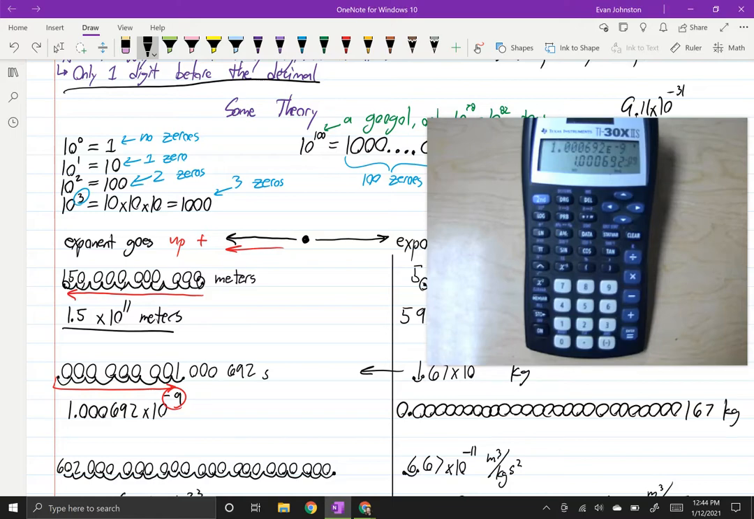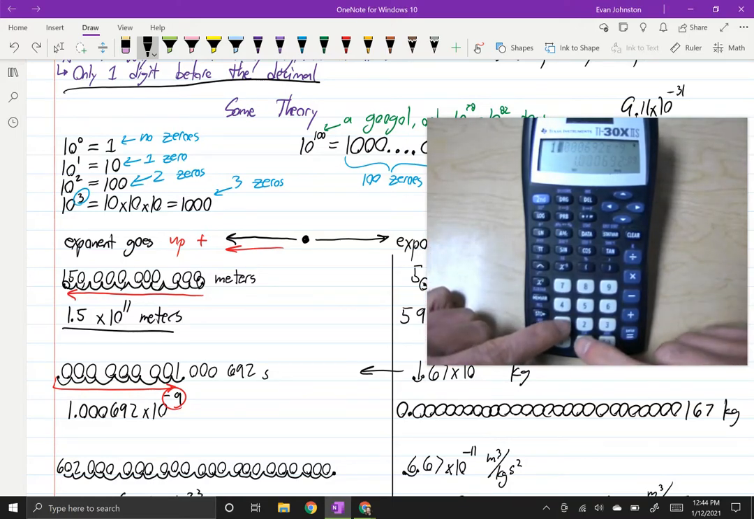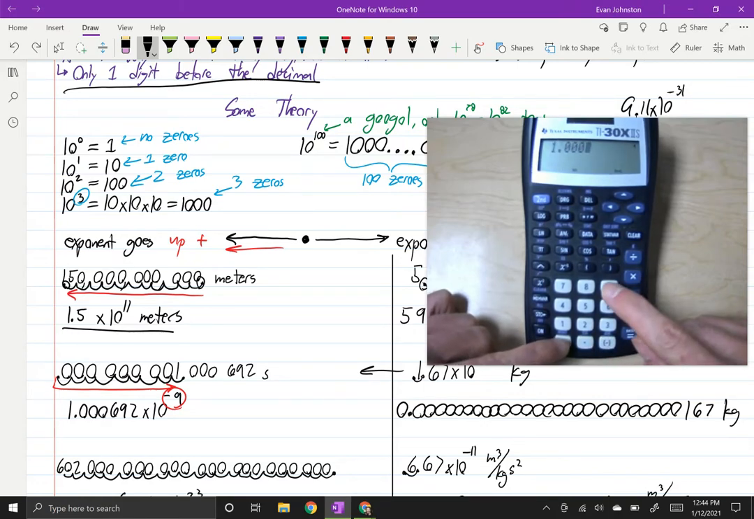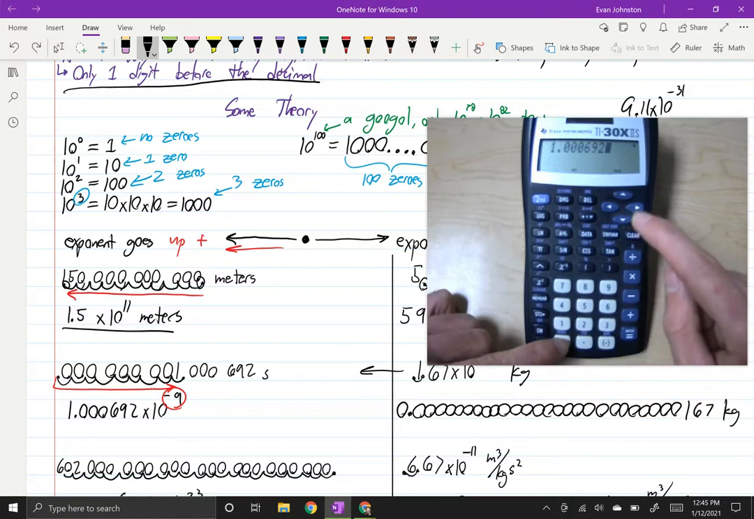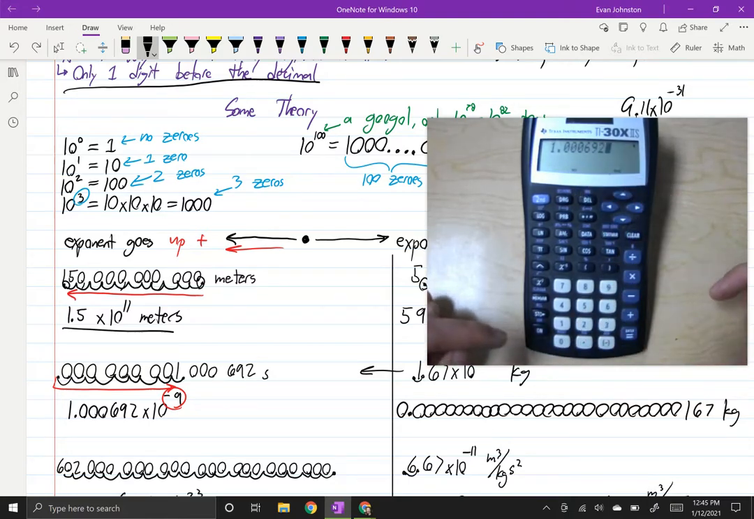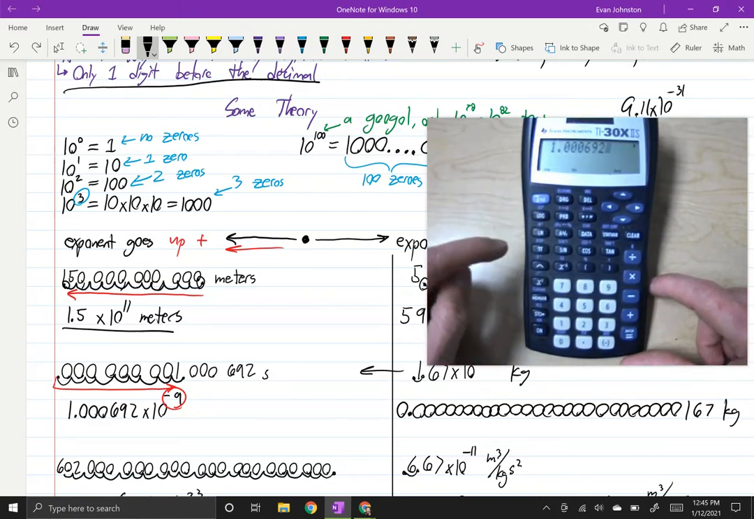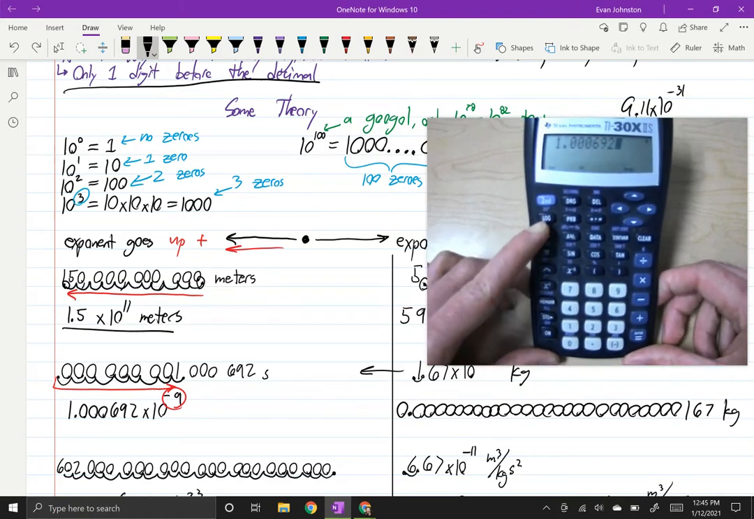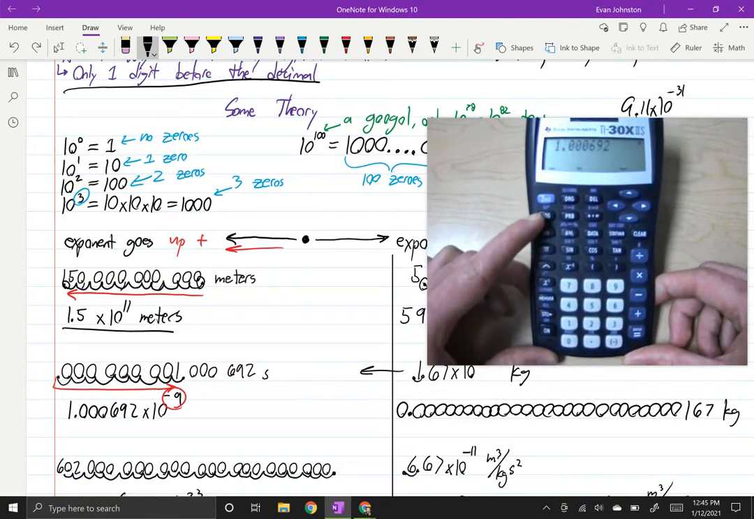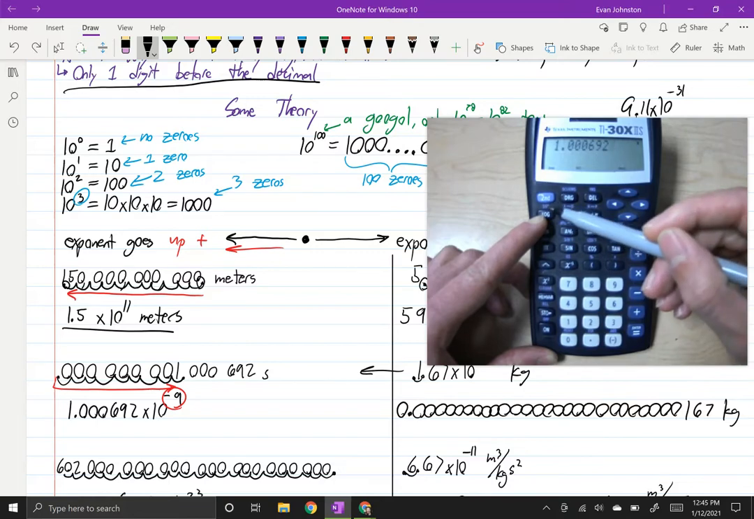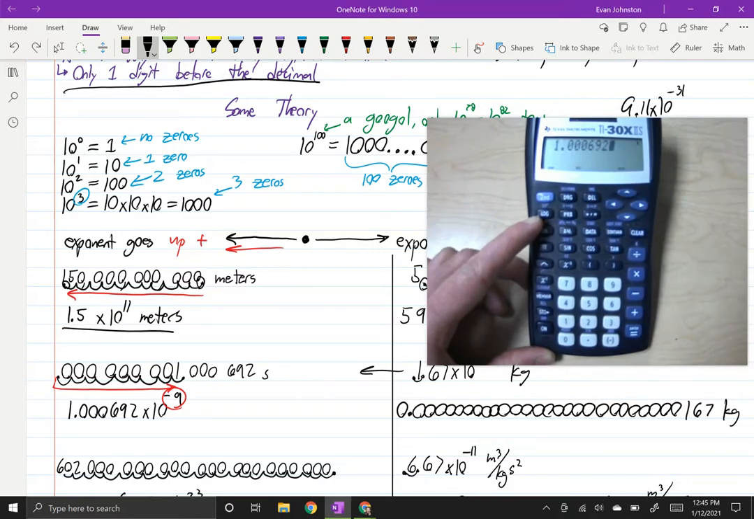Well, there's a second way we could do this one. So instead, we could have said 1.000692, and this is the delete button, by the way. It'll just delete any number you want. And then instead of the EE button, I still have to hit the second key though. And then I want to push not the log button, but the second function for the logarithm, which is 10 to the x. So it's 10 to whatever power you want.